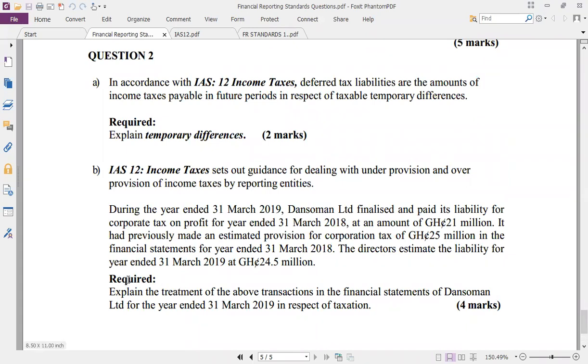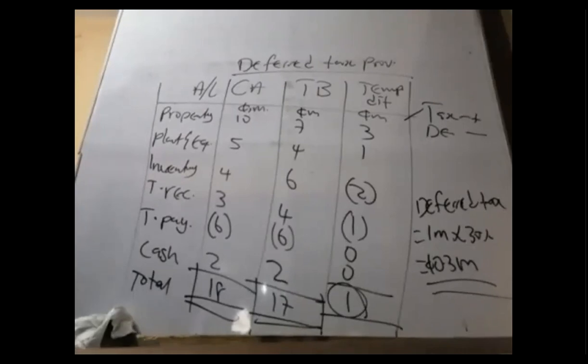Question 2. In accordance with IAS 12 Income Taxes, deferred tax liabilities are the amount of income tax payable in a future period in respect of taxable temporary differences. Perfect. That's a perfect definition. Required: explain temporary differences. What are temporary differences? It's just the difference between the carrying amount of an asset or a liability and its tax base. Let me explain in a bit more detail.